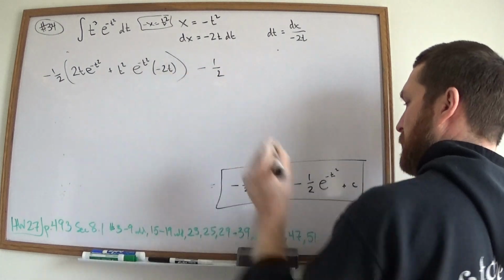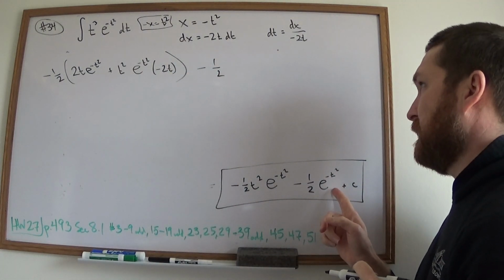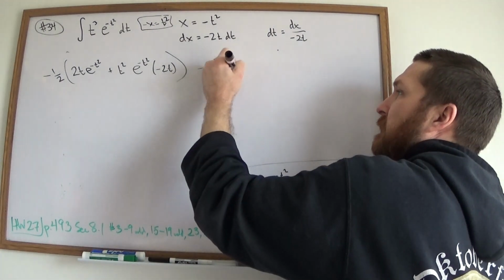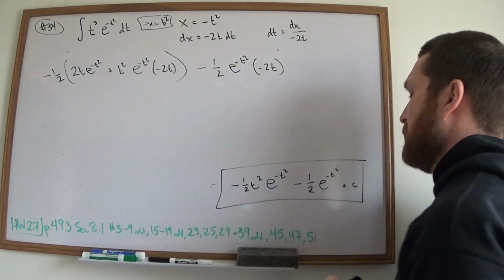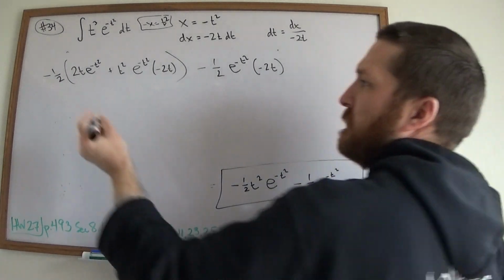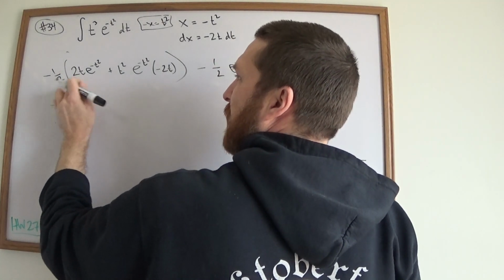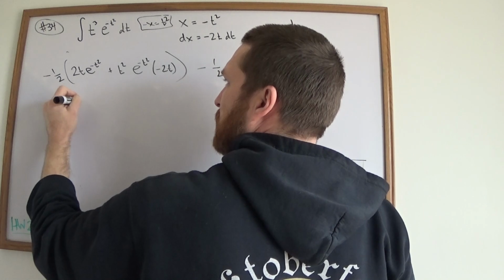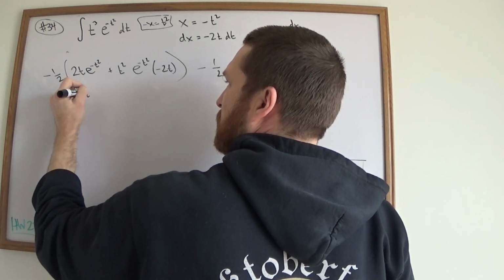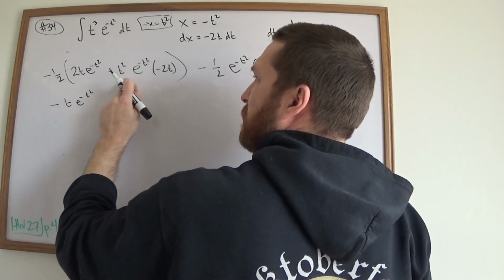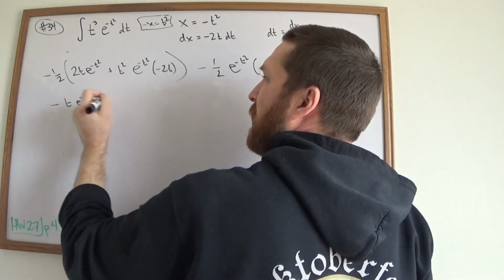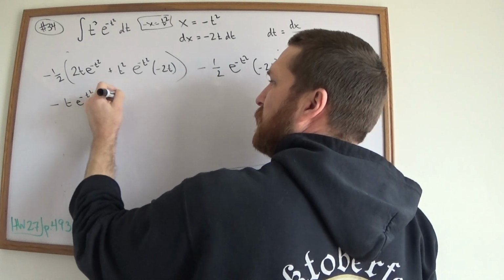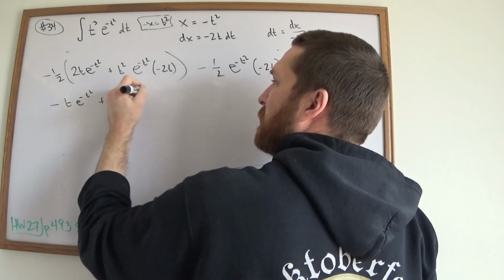Minus 1/2 times the derivative of this. So the derivative of that is e to the minus t squared times the derivative of the inside stuff. The constant goes away. So now we have minus, that half comes in and kills that, t e to the minus t squared. The half comes in, kills that, negative negative makes it a positive, and we have t cubed e to the minus t squared.